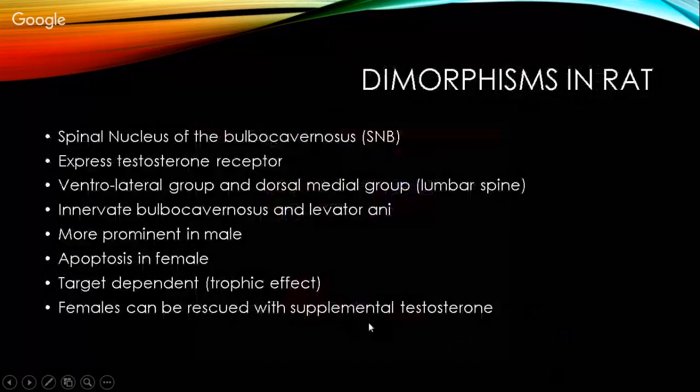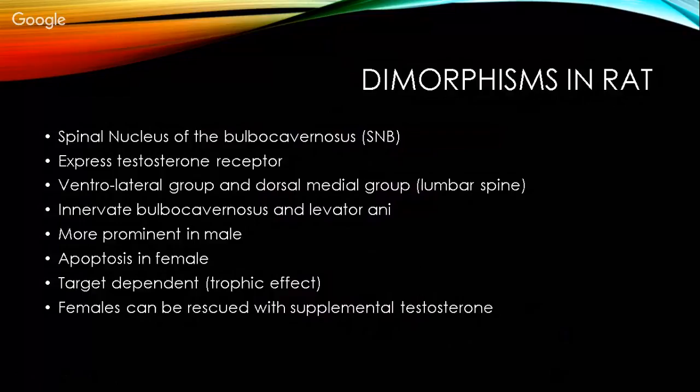Okay, dimorphism is present in the rat. There's a specific dimorphism that has been well documented. There's a spinal nucleus in the spinal cord for the bulbocavernosus, and this is expressed in males. It is generally atrophic in females. The nucleus innervates the bulbocavernosus and the levator ani, and these are both muscles present also in females. It's just that they're much more prominent in the male.